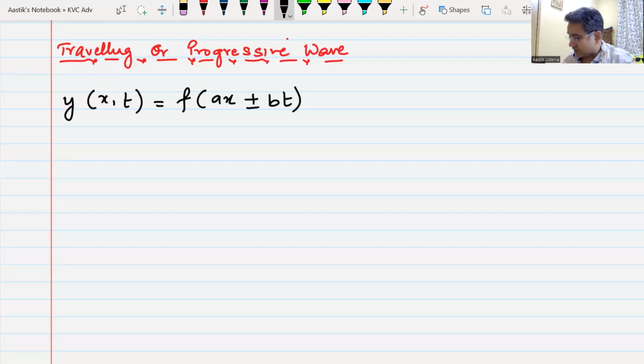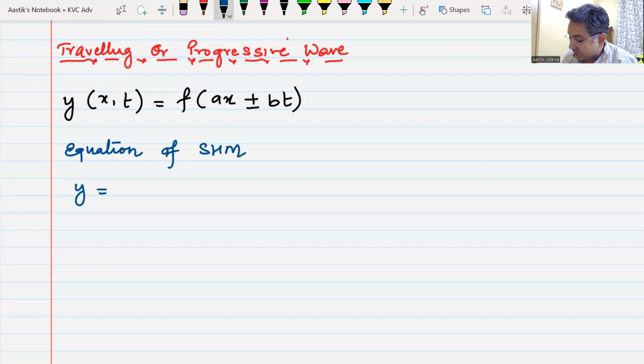If I have to write the equation of SHM of any particle, let me write it. The equation of SHM of any particle can be written as y is equal to a sine omega t plus phi. This will tell us the position of this particle at all times. Yes or no?